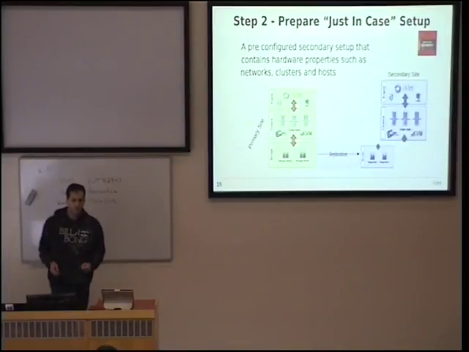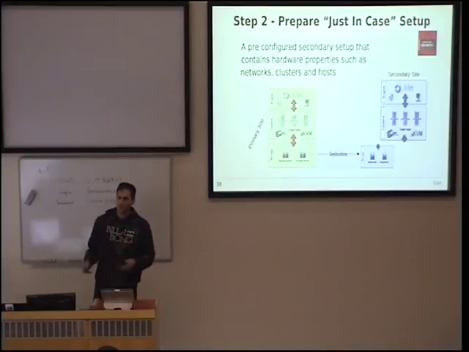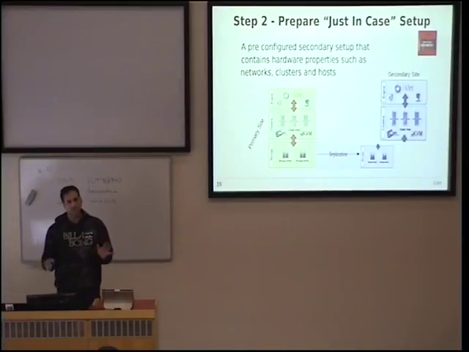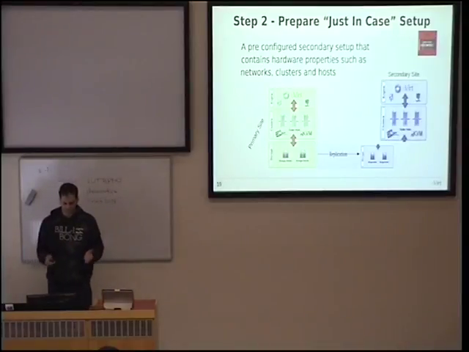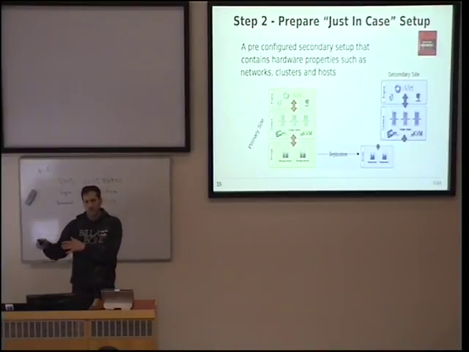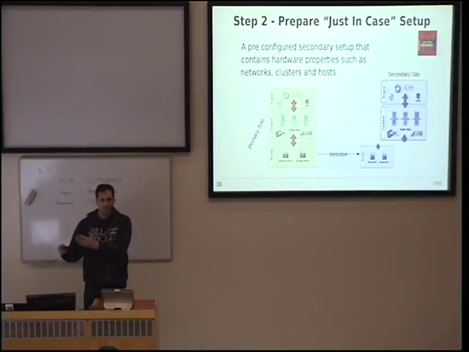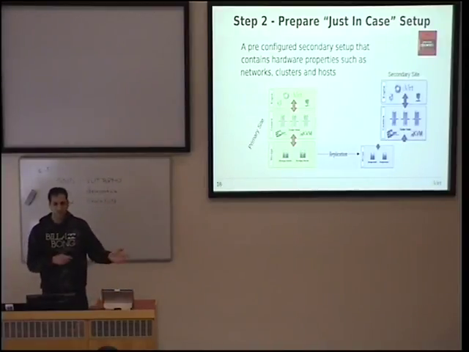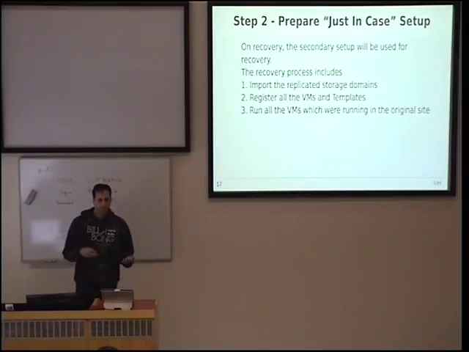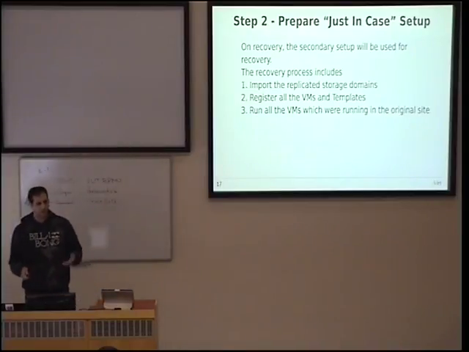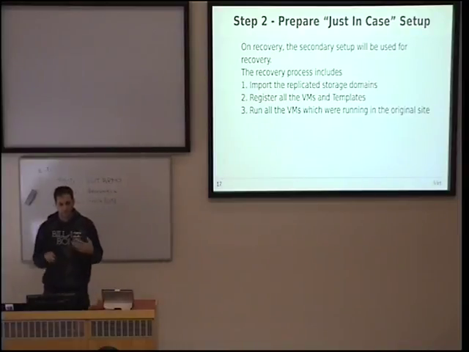Second thing, you need to prepare a just-in-case setup. You need to get a different setup and configure the cluster, the networks, the hosts, all besides the storage domains and the VMs and the templates. And the idea is that you will have some kind of just-in-case setup that will probably have slow storage domains or hosts, but it will run, and in case of a disaster, you will get recovered pretty fast until you fix your primary setup, which is the more efficient one. The recovery process simply takes the replicated storage domains, imports them, registers the VMs and the templates, and runs all the VMs which ran before. That's the idea behind it.